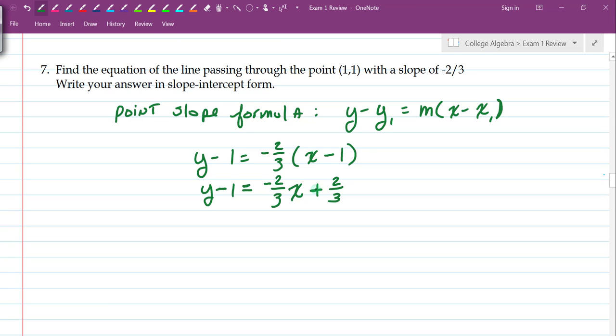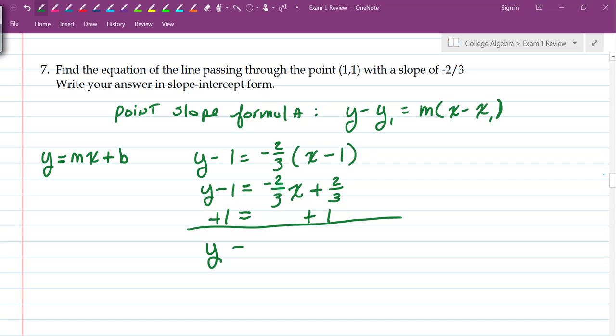Alrighty, and now all we have to do is move our 1 over here, and then we'll be in slope-intercept form, because slope-intercept form says y is equal to mx plus b. So we will add 1 to both sides of the equation. Negative 1 plus 1 gives me a 0, so I just carry down my y.